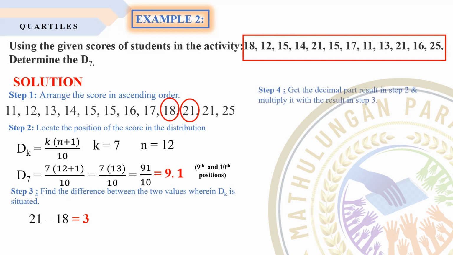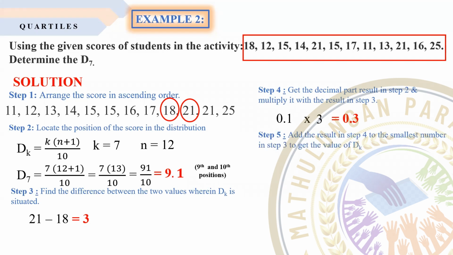Now, let us proceed to step 4. Get the decimal part result in step 2 and multiply it with the result in step 3. Okay, ano ba yung decimal part na result natin sa step 2 which is 9.1? So, 0.1 ang ating decimal part na sagot na nakuha sa step 2 at multiply daw natin siya sa sagot natin sa step 3 which is 3. Therefore, 0.1 times 3, the answer is 0.3.